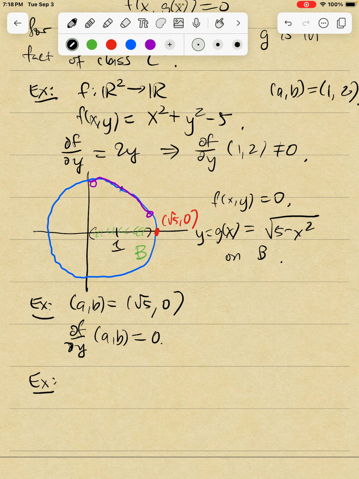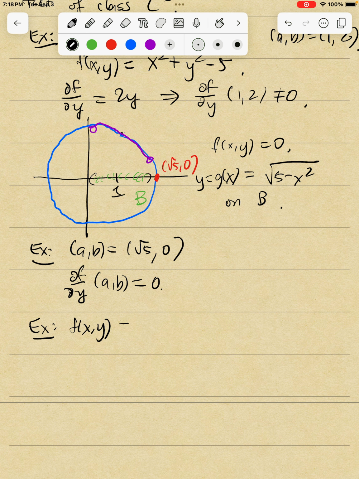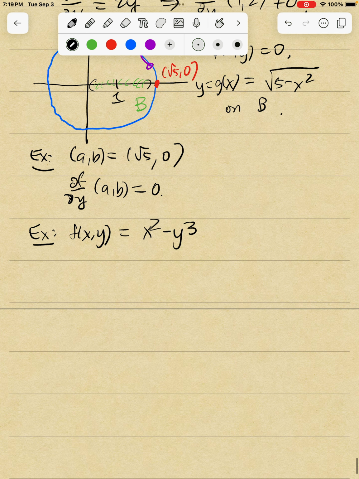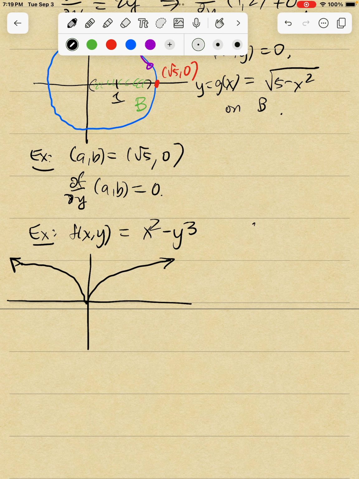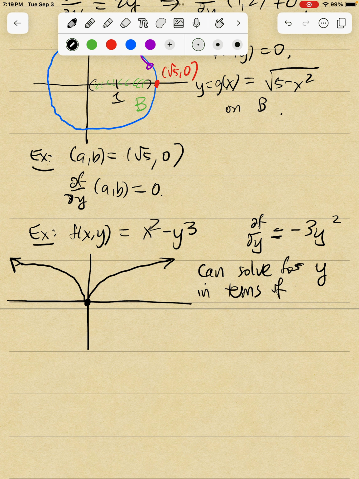Okay, let's see what else can happen. So let's say that you have f of x comma y equals x squared minus y cubed. And the graph of this function looks like that. And partial f partial y is equal to negative 3y squared. So at 0, 0, the implicit function theorem doesn't tell you anything. And what happens is that we can solve for y in terms of x near 0, 0.